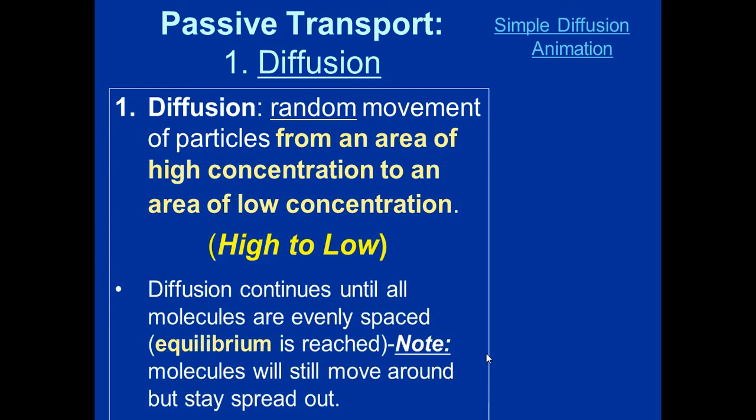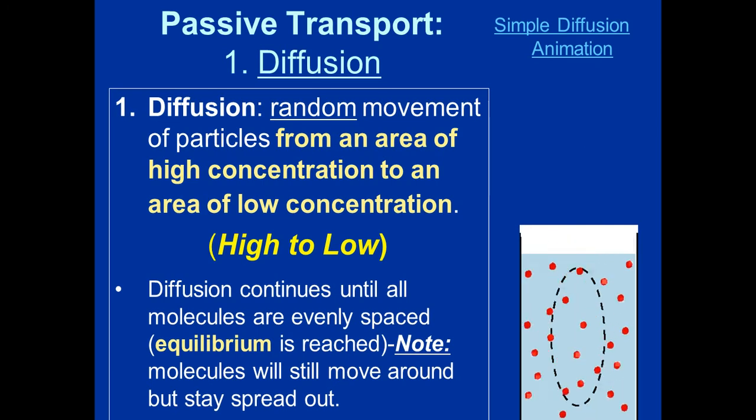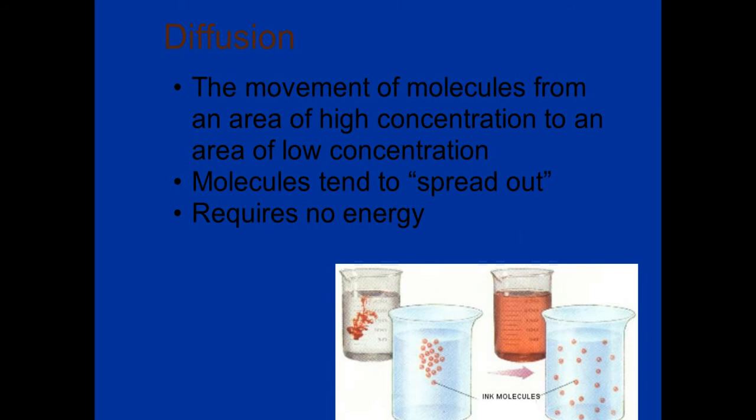Diffusion will continue until all the molecules are evenly spaced, which is called equilibrium. However, just because equilibrium is reached does not mean the molecules just stop moving. Molecules are constantly moving no matter what concentration level they are in. So you can see here in this animation, the molecules start in a high concentration inside the cell and randomly move out, but then they continue to move once they're out there. Diffusion, remember, requires no energy.